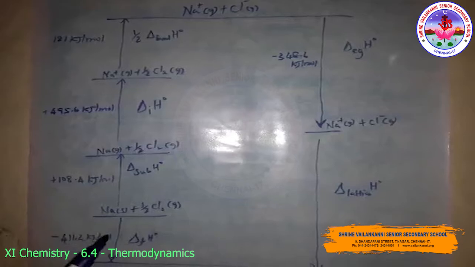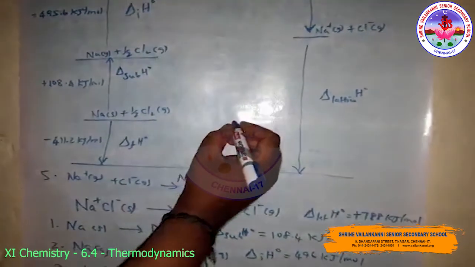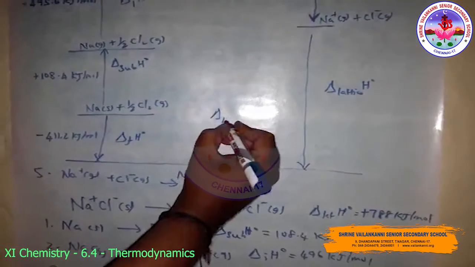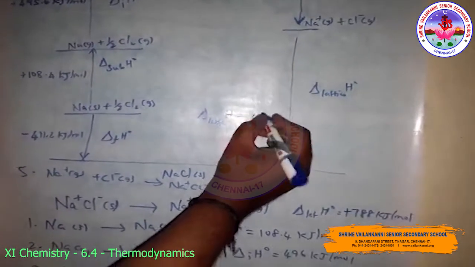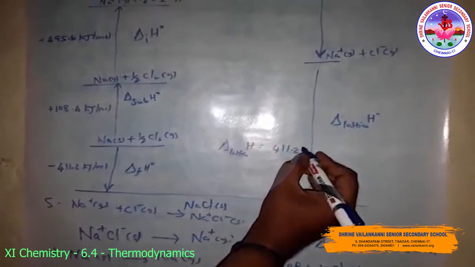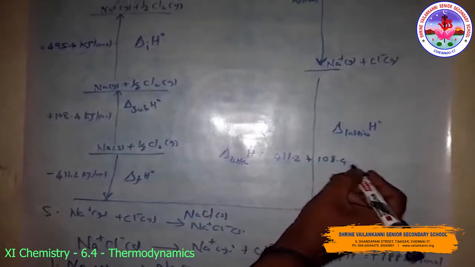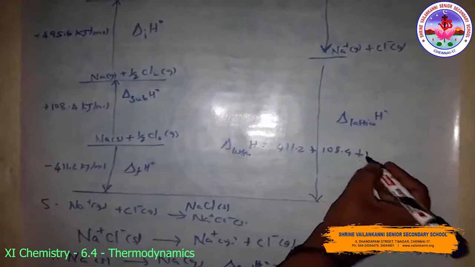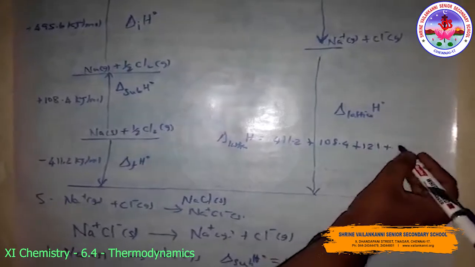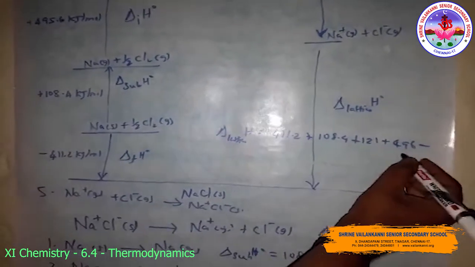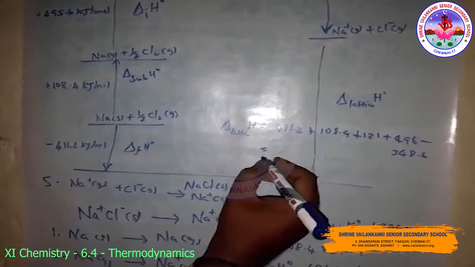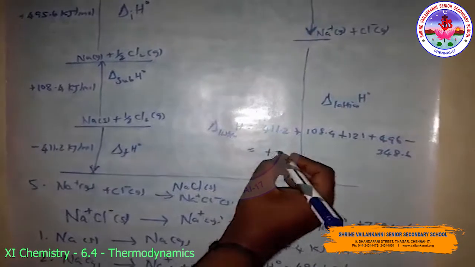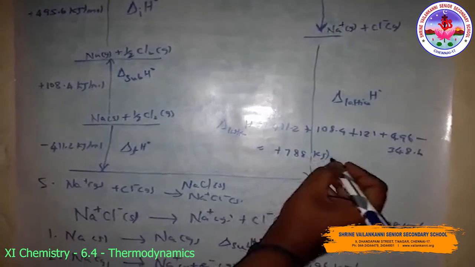Applying Hess's law, I will write here: delta H lattice is equal to all the values, that is 411.2 plus 108.4 plus 121 plus 496 minus 348.6. So the lattice enthalpy is plus 788 kilojoule per mole.